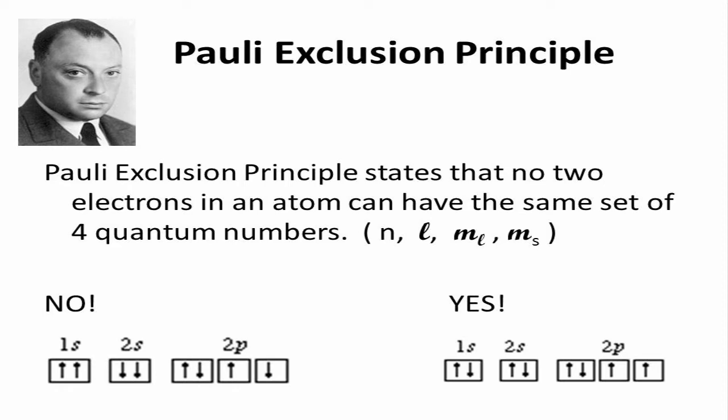N, the principal quantum number, L, the angular momentum quantum number, m sub L, the magnetic quantum number, and m sub S, the spin quantum number. For example, if two electrons reside in the same orbital, and if their n, l, and m sub L values are the same, their m sub S must be different, and thus the electrons must have opposite half-integer spins.